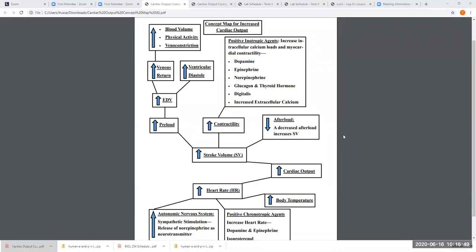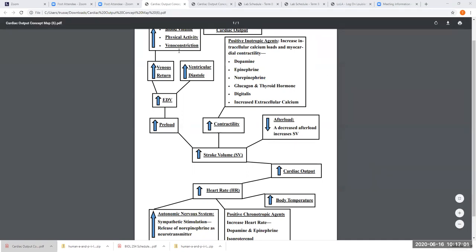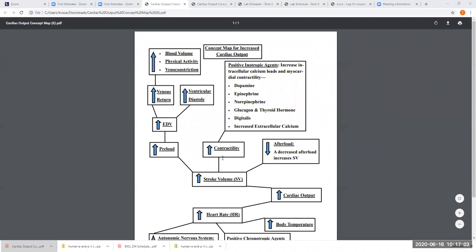All right, so here is the cardiac output concept map that I generated from my notes. It has the same stuff on it, but I just put a little bit more detail in it. So this probably would be a little bit better to study from than the one we just went over, but you can look at both of them. The other one is kind of colored and all of that. So this concept map is for all of the different changes. You see the up arrows mean increase, a down arrow would mean decrease. So this concept map would be for an increase in cardiac output.